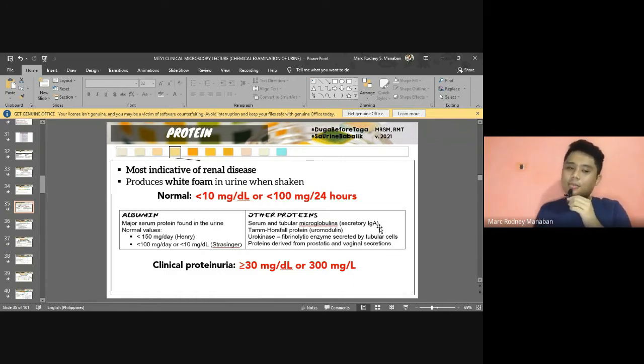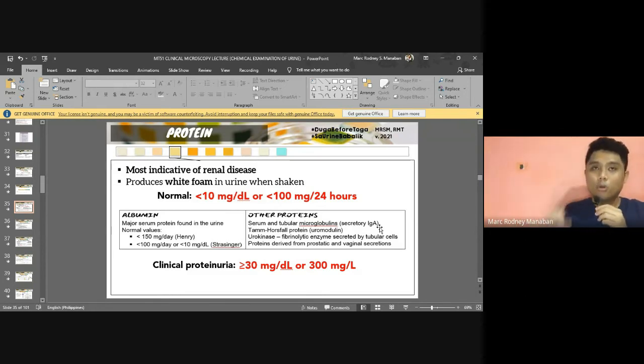Now, we have discussed this in the physical exam. Large amounts of protein can cause the production of a white foam, and this white foam is long-standing, or long-lasting, all right? Now, normal urine, of course, has a normal amount of protein, but it is little. The normal amount is less than 10 mg per dL or less than 100 mg per 24 hours. So as you can see, it is very small.